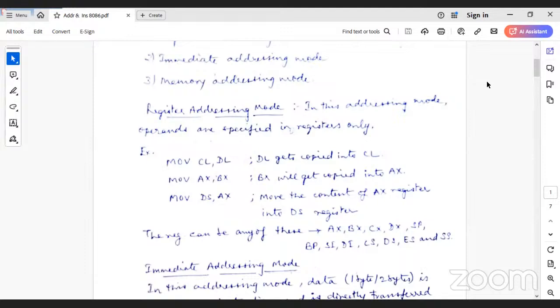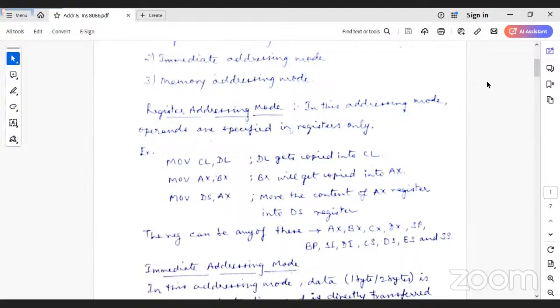So I have mentioned there, you can also see that the register can be anything: AX, BX, CX, DX, SP and BP. SP is stack pointer and BP is base pointer. SI and DI are your index registers. SI is your source index register. DI is your destination index register. The rest of them, that is CS, DS, ES, SS, are the segment registers, the memory segments which are there in your block diagram. So data transfer can take place through those also.